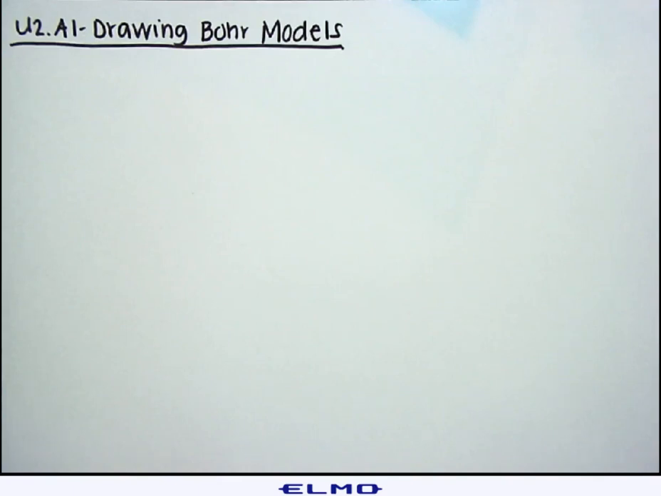This lesson will cover Unit 2, Acquisition 1 on drawing Bohr models. Last lesson we talked about the difference between a Bohr model and the Schrodinger model. We know that the Schrodinger quantum model is more accurate, but the reason that we see Bohr models more frequently is because it's easier to visualize what's going on in the atom.